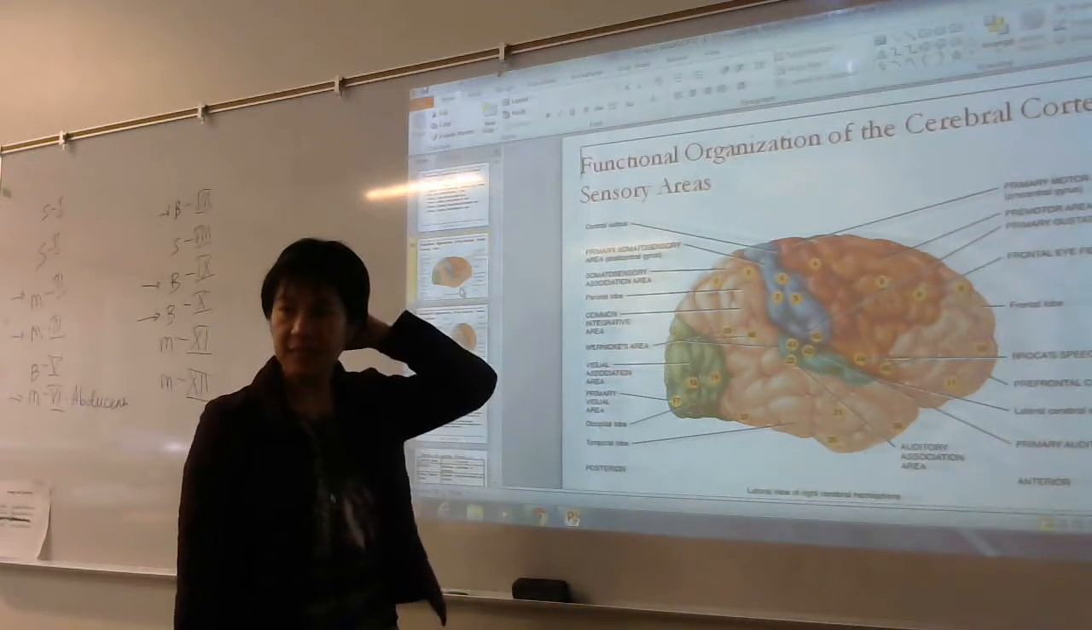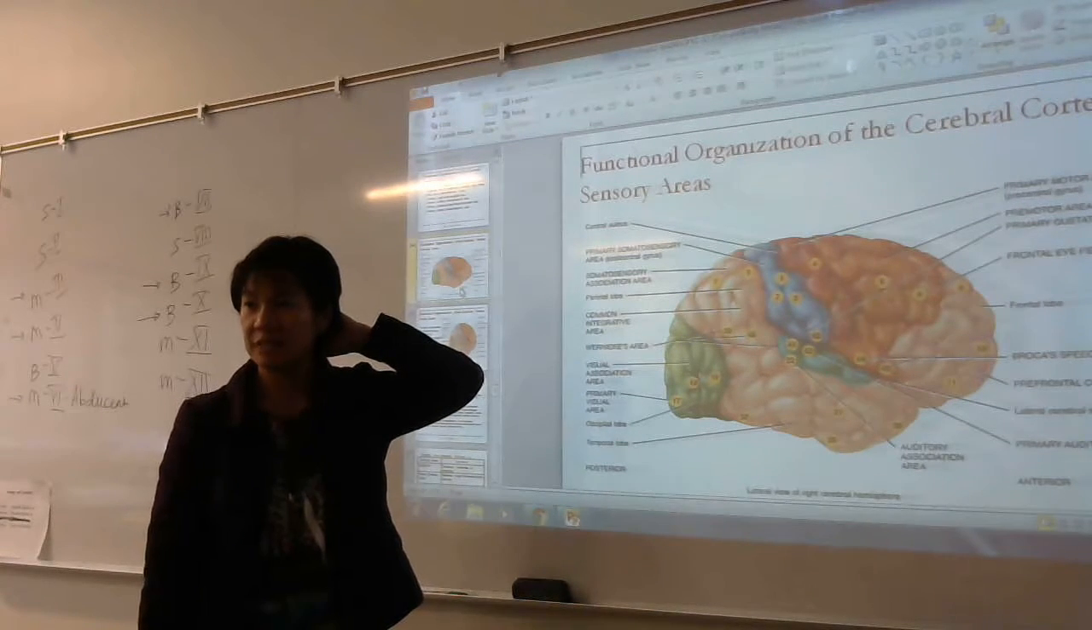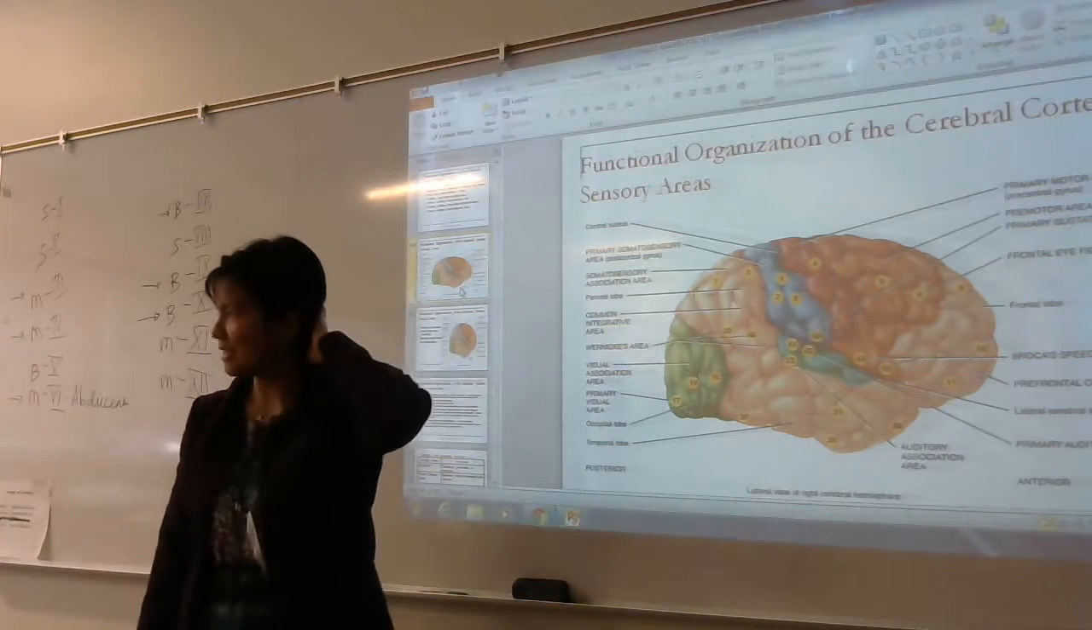Then your occipital lobe in the back of your eye, hopefully you remember, vision. That's for vision.